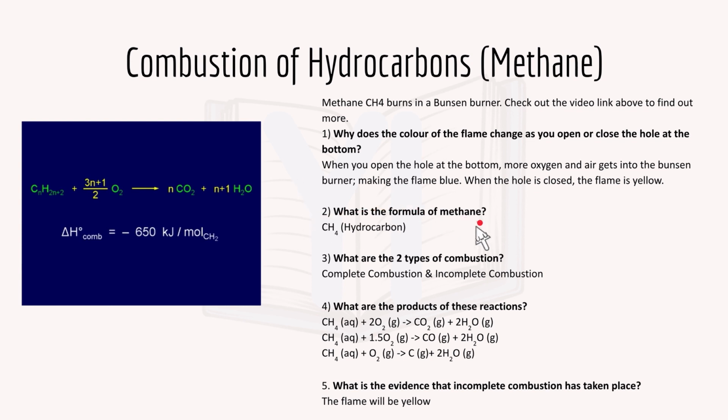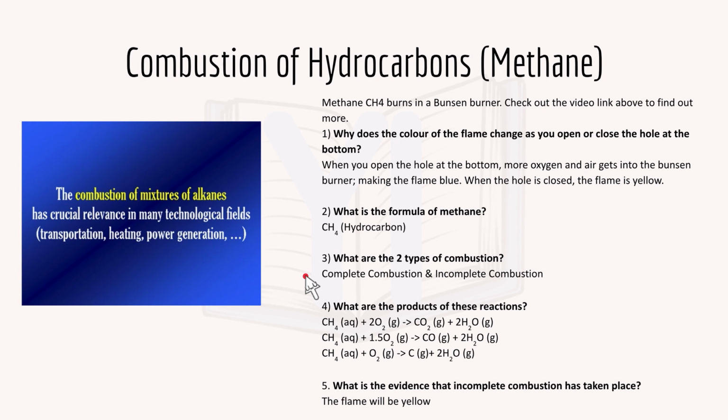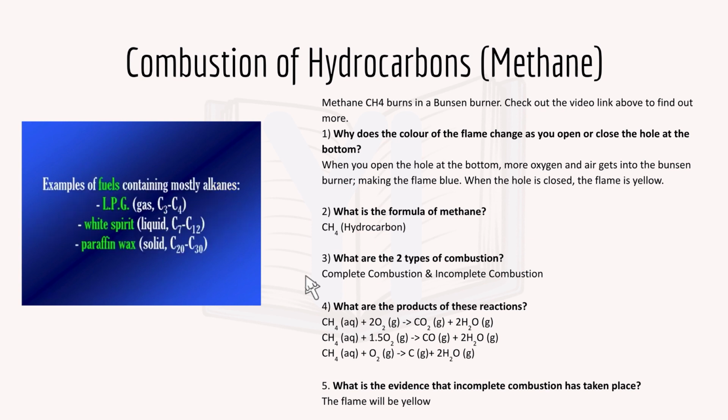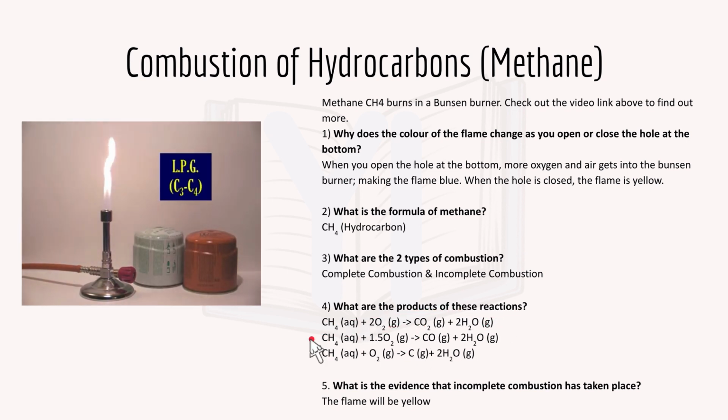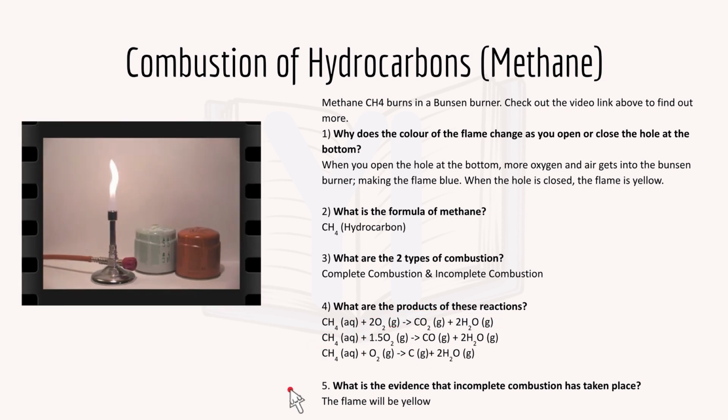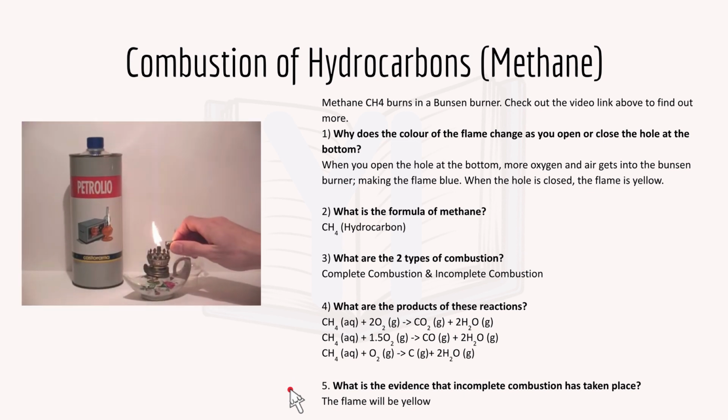What is the formula of methane? It's CH4 because it's a hydrocarbon. And what are the two types of combustion? There's complete combustion and incomplete combustion, which we'll look into later. And what are the products of these reactions? You can see here. Complete combustion gives CO2, and CO and C are from incomplete combustion. And what is the evidence that incomplete combustion has taken place? The evidence is the flame will be yellow.